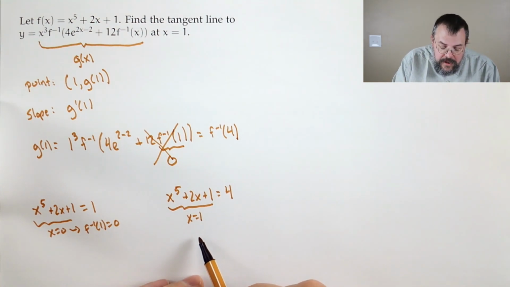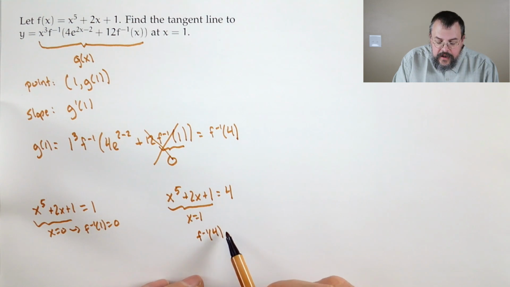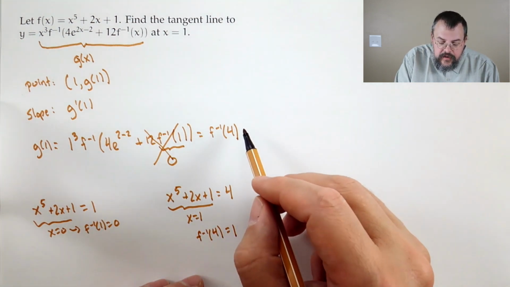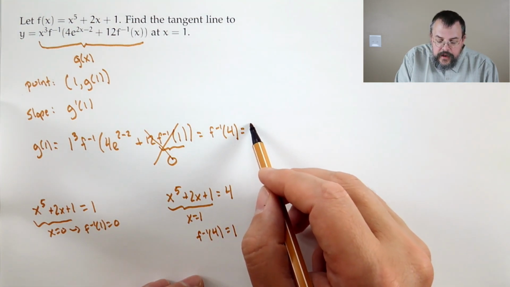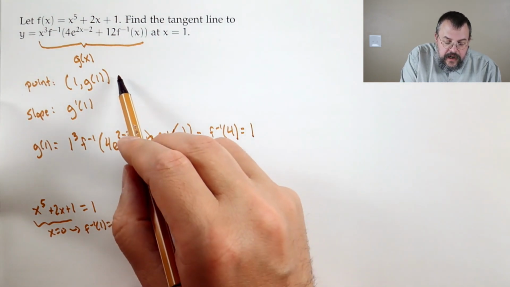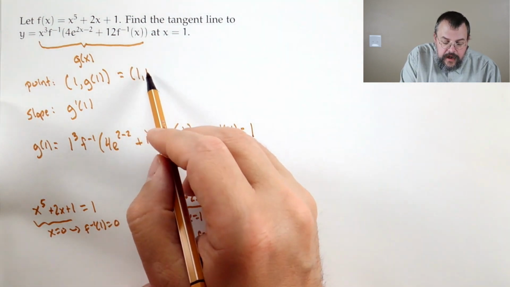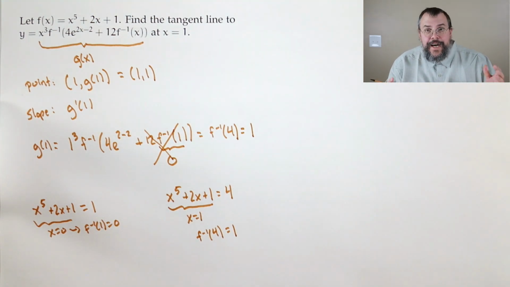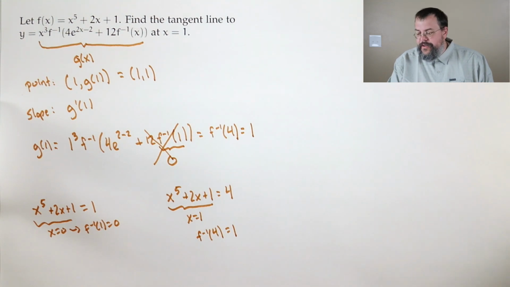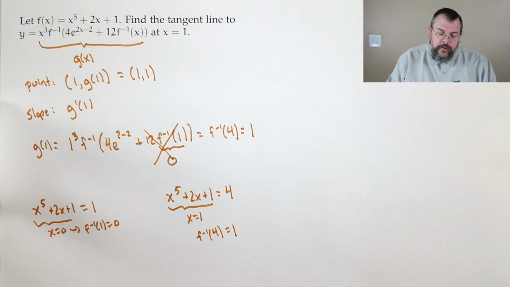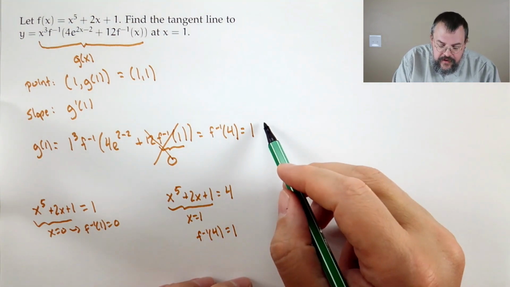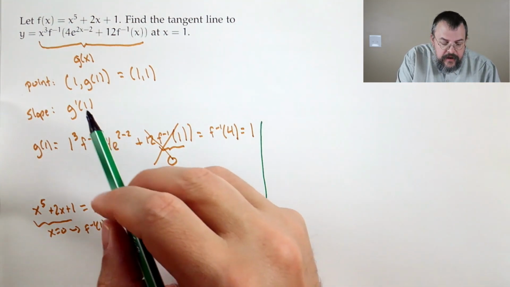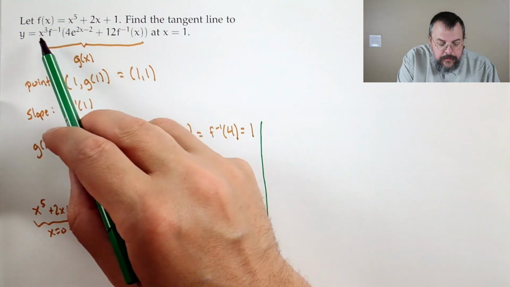So what do we have? We have that f inverse of 4 is equal to 1. And so we have that g of 1 is 1. So our point is 1 comma 1. All right, we're halfway there. We have our point. Of course, the other half is the more interesting half. We need our slope. All right, so how are we going to do that? Well, we need to tackle g prime. So let's do that. So what do we have? Well, we're going to need to do product rule.